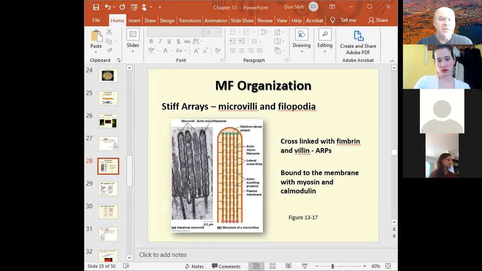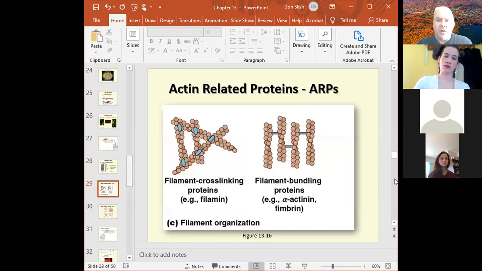Yeah, and alpha-actinin. So those are some of the other proteins that are involved in cross-linking. So here, filamin we'll talk about later. So these are just the straight cross-linking things: fibrin, villin, alpha-actinin.